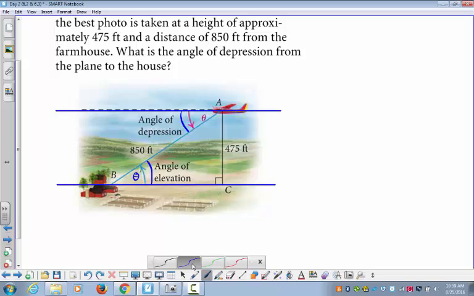Interiors. And what trig function should we use? We've got a hypotenuse and one side, one leg. Sine? Yeah, sine's the right one. So sine of that angle theta will equal 475. That's the opposite leg, or opposite side, over the hypotenuse, which is 850.